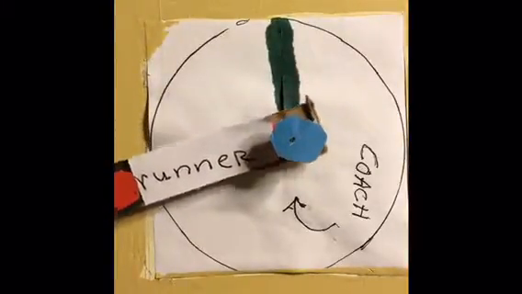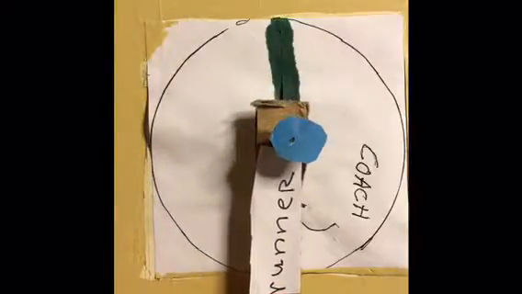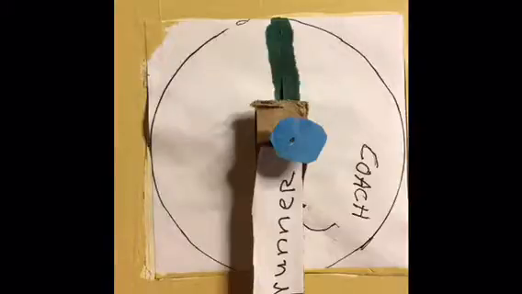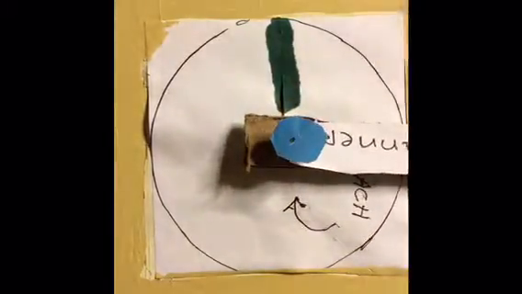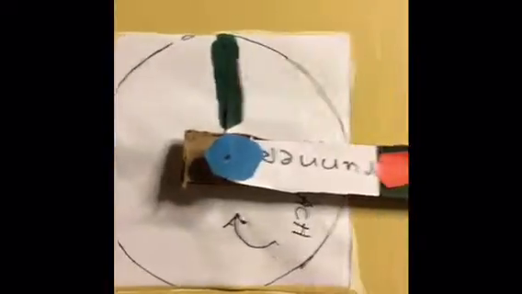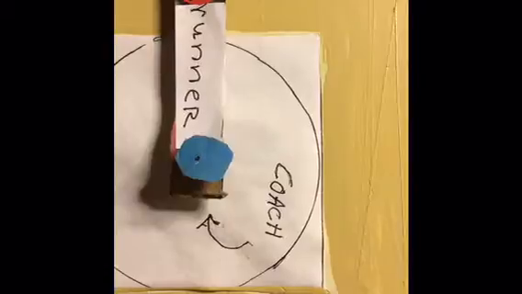As the runner continues, this location is 2/4 away around the track, or halfway around. Then when the runner gets here, he's 3/4, or she's 3/4, and then back to the starting line.